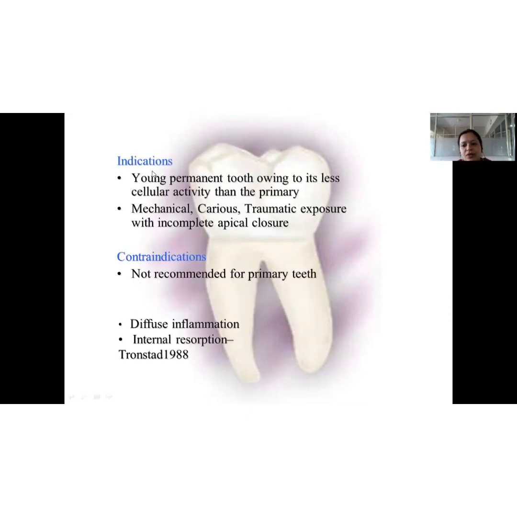Now, what is the indication of calcium hydroxide pulpotomy? Young permanent tooth, owing to its less cellular activity than the primary tooth, with mechanical caries or traumatic exposure with incomplete apical closure. Contraindication is that it is not recommended for primary teeth. Why? Because of internal resorption, diffuse inflammation, and internal toxins. It is not absolutely contraindicated. We perform calcium hydroxide in primary teeth, but it is generally not recommended.